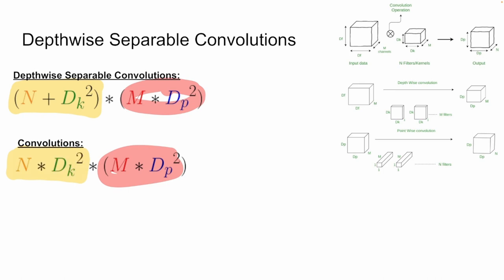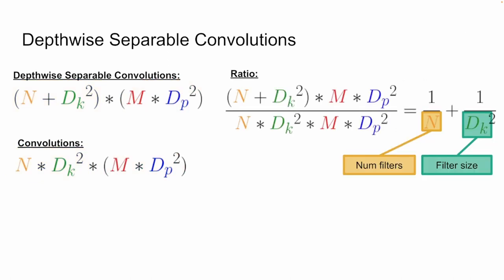Thus, we can see that typical convolutions have a lot more multiplications happening, and more multiplications means slower computation. We can actually calculate the ratio of the number of multiplications by taking the number of multiplications for the depthwise separable convolution and dividing it by the number of multiplications for a typical convolution. When you apply the math, you get 1 over n, which is the number of filters we're going to apply, plus 1 over dk squared. DK, remember, is just the filter size, like a 3x3 filter. And if you plug in some numbers, you can see very clearly that the number of multiplications required for a depthwise separable convolution is much lower than for a normal one.